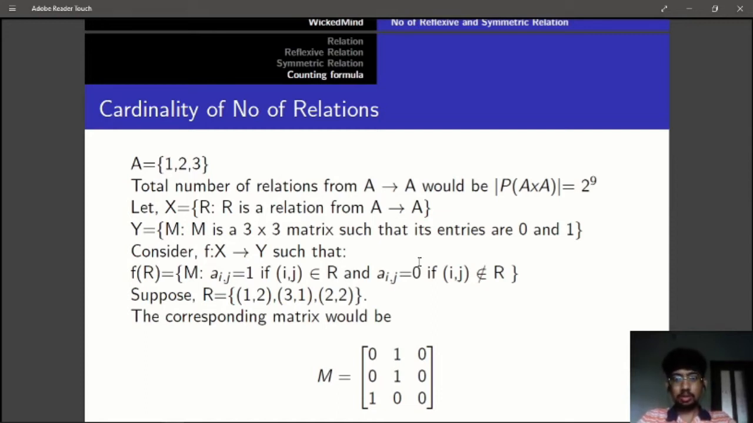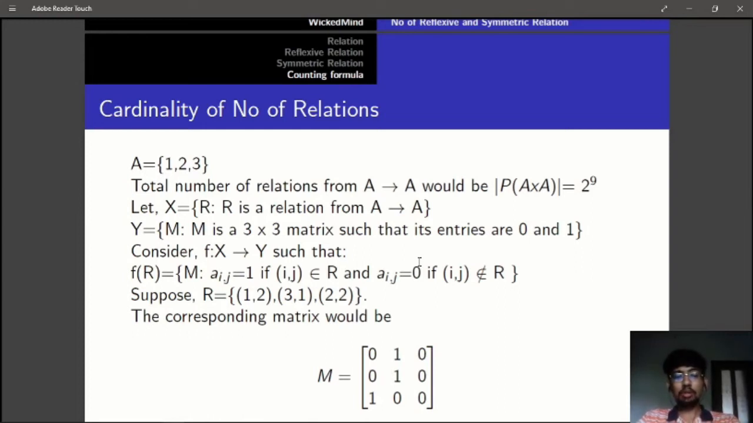At first it might sound a bit odd. What is this? I don't understand, but slowly you will be able to understand. I've taken an example below it. You can see R equals {(1,2), (3,1), (2,1)}. Let's try to convert it into a matrix. So (1,2) is there, means in the position a_12, row 1 column 2, the entry should be 1. Okay, 0 1 0. Next (3,1), others are 0. Oh yes, (2,2) is there, means second row second column, yes it is there.